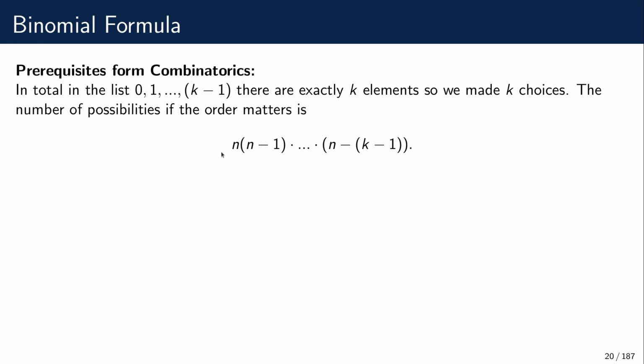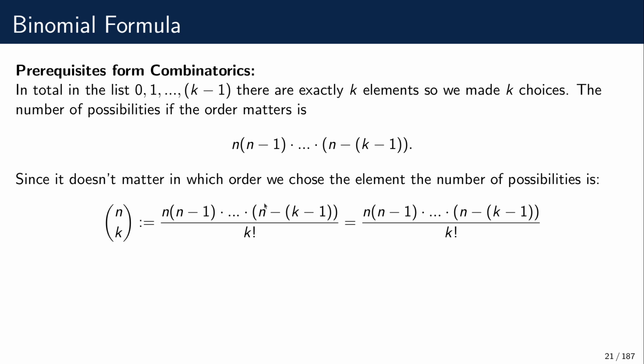So when the order matters, this is the result. It is this product when the order matters. When the order does not matter, we need to divide by k factorial because the order in which I chose them doesn't matter. And this is denoted by n choose k. This is the binomial coefficient, and we'll see why. So it is this product divided by the number of possible internal choices. This is the number of permutations. It divides by the order in which I chose them, because the order doesn't matter here.